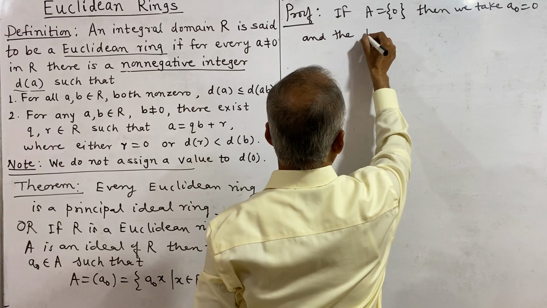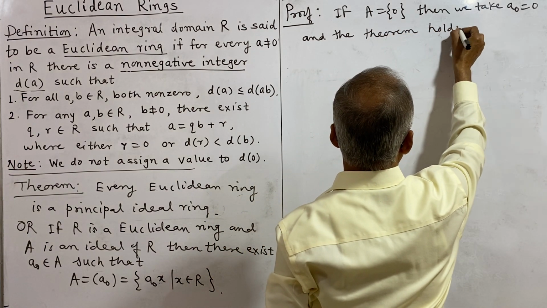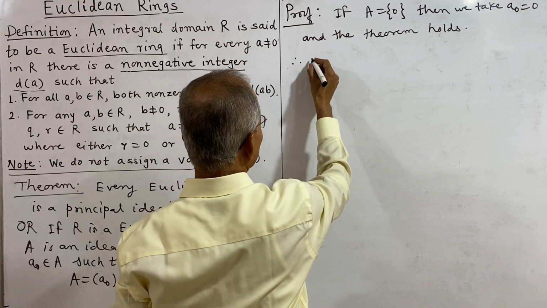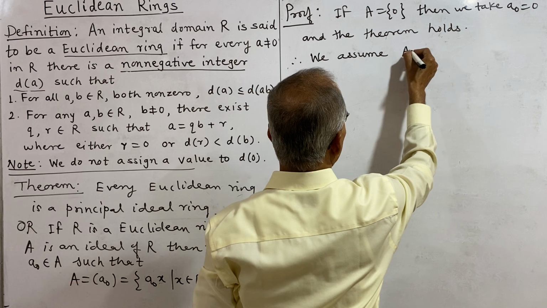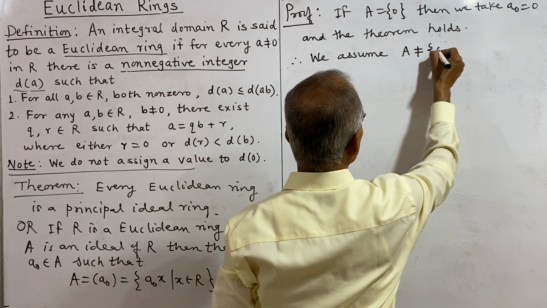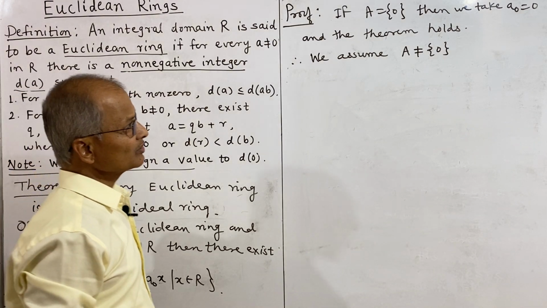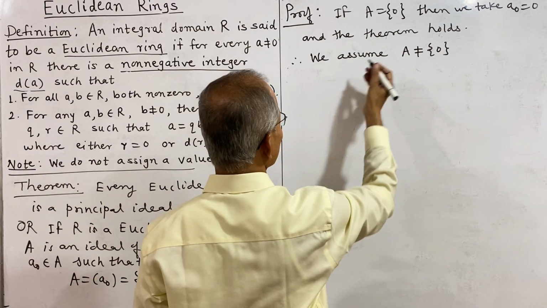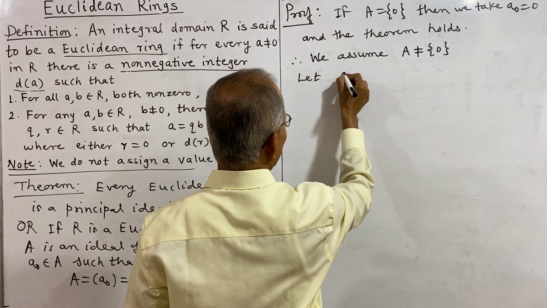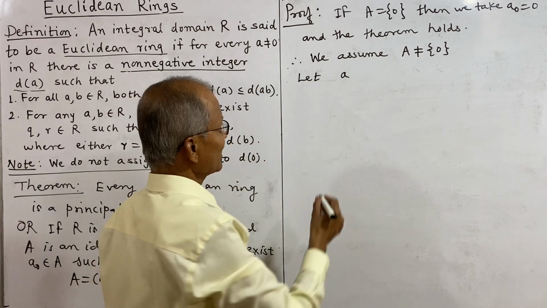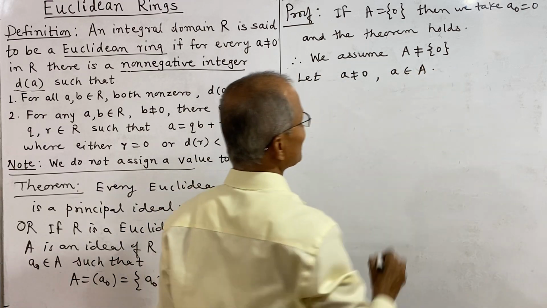And the theorem holds in this case, so it is easy. And therefore we assume A is not equal to the zero ideal or null ideal. And if A is not equal to 0, there exists a non-zero element in A. Let there be an element a not equal to 0 and a belongs to A.